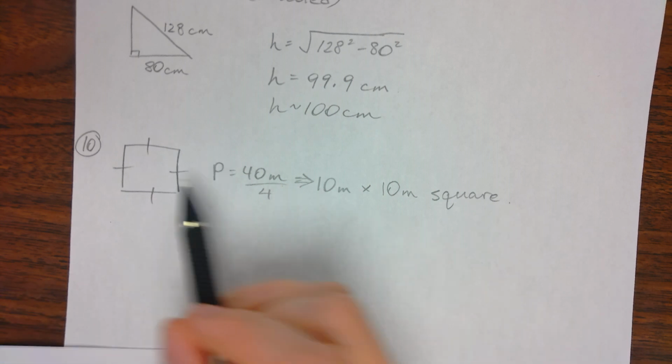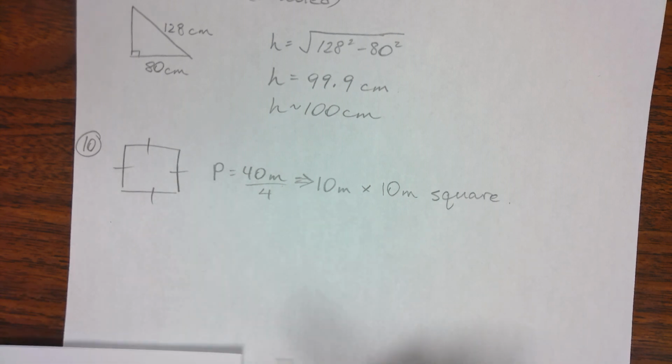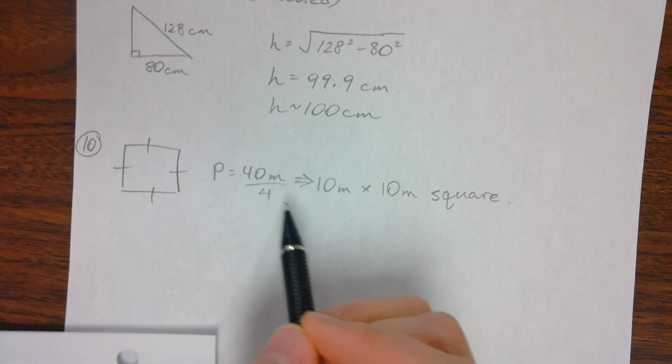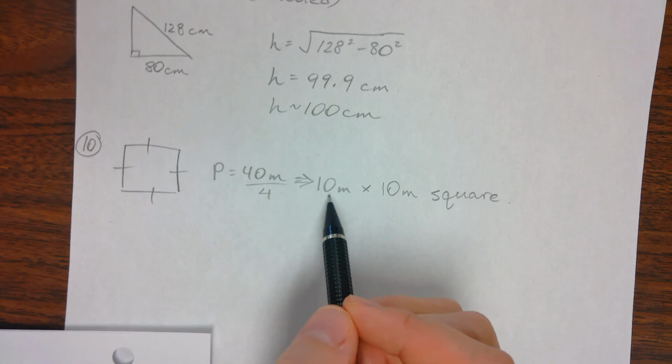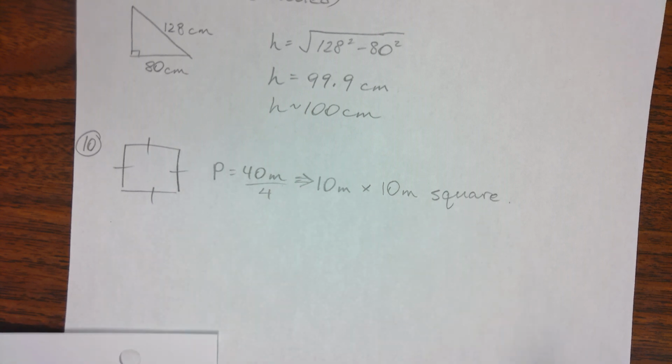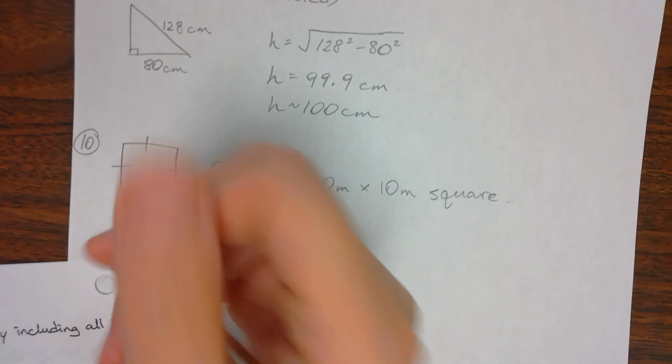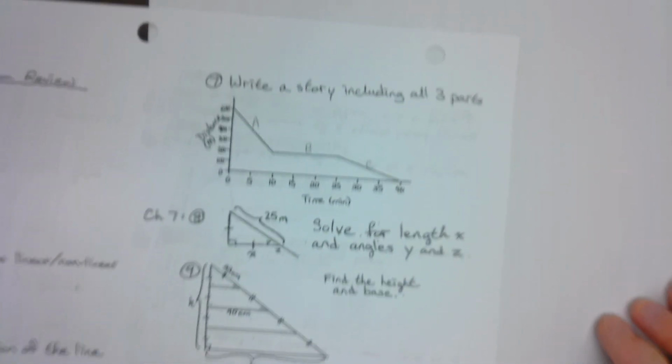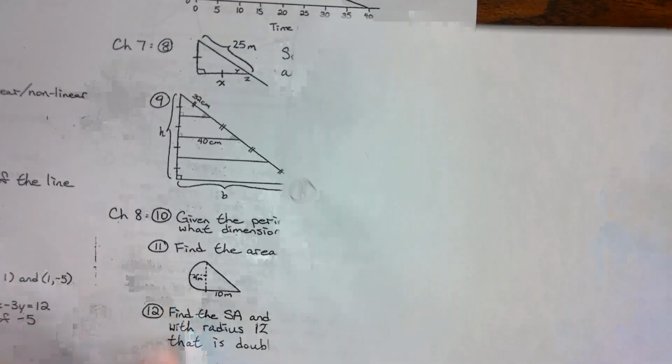Alright, so you know that a square will give you the maximum area. So if you have a perimeter of 40 divided by 4, that means it's a 10 by 10 square. Right, number 11, you are given a composite figure and you have to find the area and perimeter.